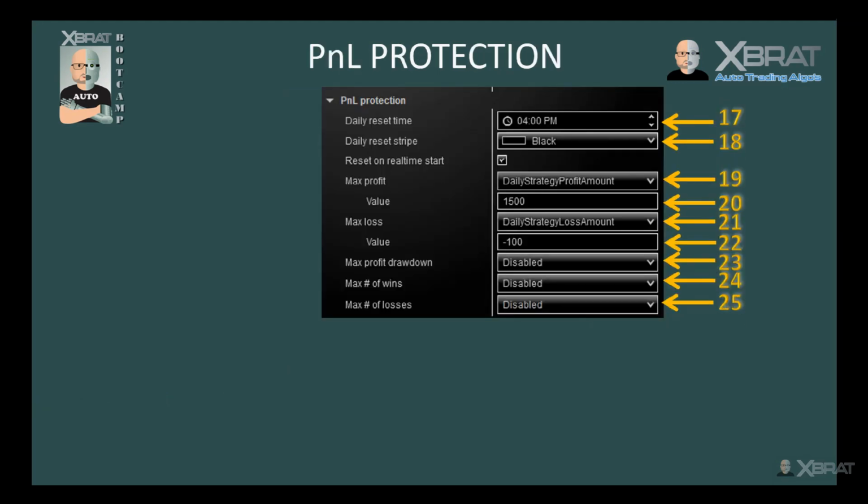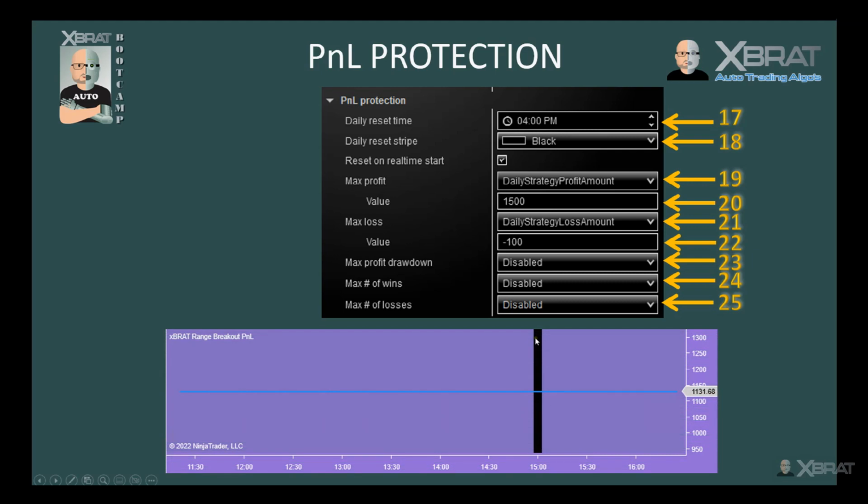Okay, the profit and loss protection. This is the settings for the sub chart on your charts, which shows your P&L. So 17 and 18, this is for the profit and loss sub chart on your charts. This can be changed, but we recommend to have the same time on all your charts.